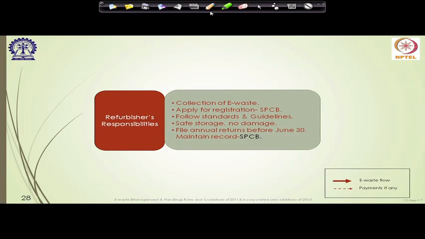Right now, before the rule, there was no need for them to, of course, they should be registered as a business, but many people don't really do that. But as e-waste refurbishers, they have to apply for registration. They have to register with the State Pollution Control Board, just to make sure they are not contaminating the environment and not doing things that will impact human health and the environment. And then they have to follow the standards and guidelines. That's what they talk about here. Safe storage, no damage, and they also have to file the annual return by June 30th.